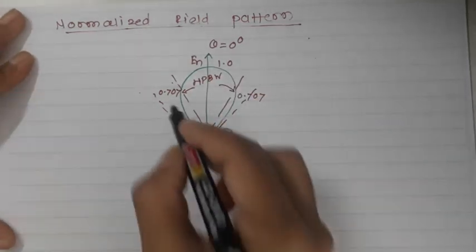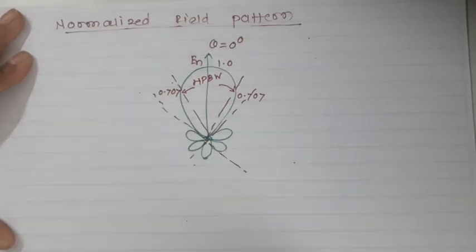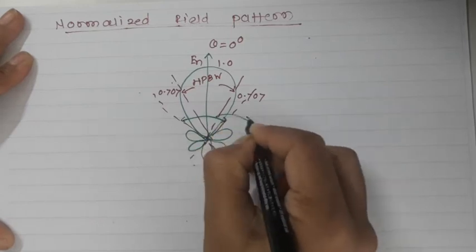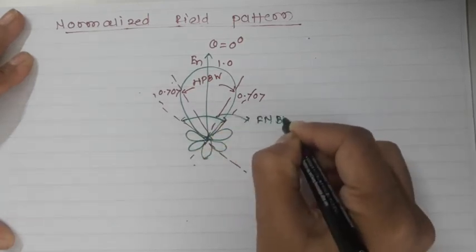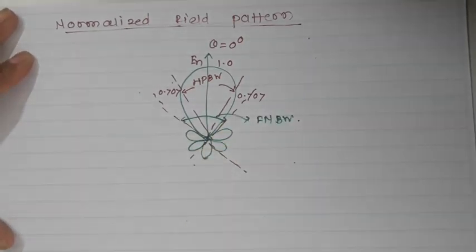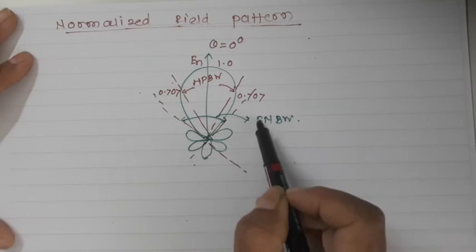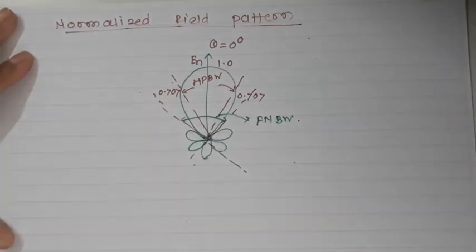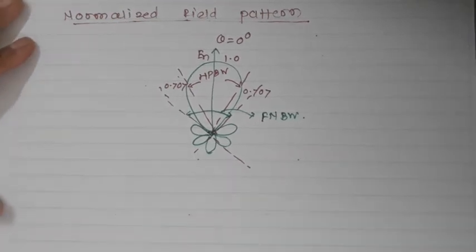From this null to this null, whatever you get will be called the first null beam width. So here we have defined two parameters: the half power beam width and the first null beam width. Here we get the zeros where these two points match. This is the normalized field pattern. Now let us talk about the normalized power pattern.